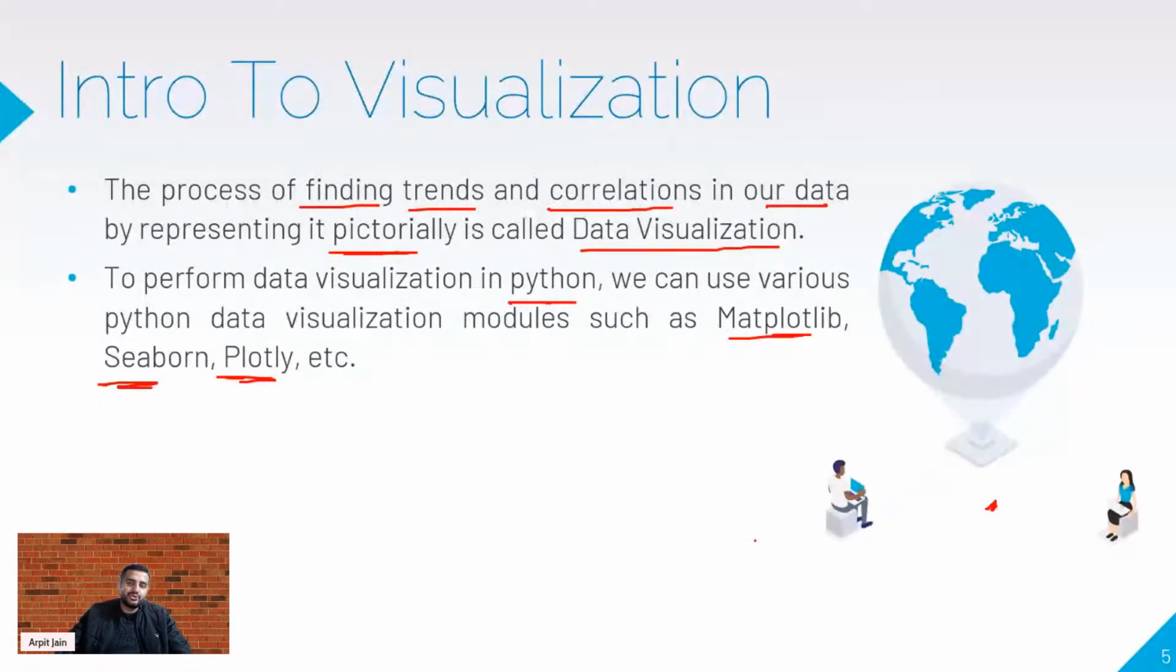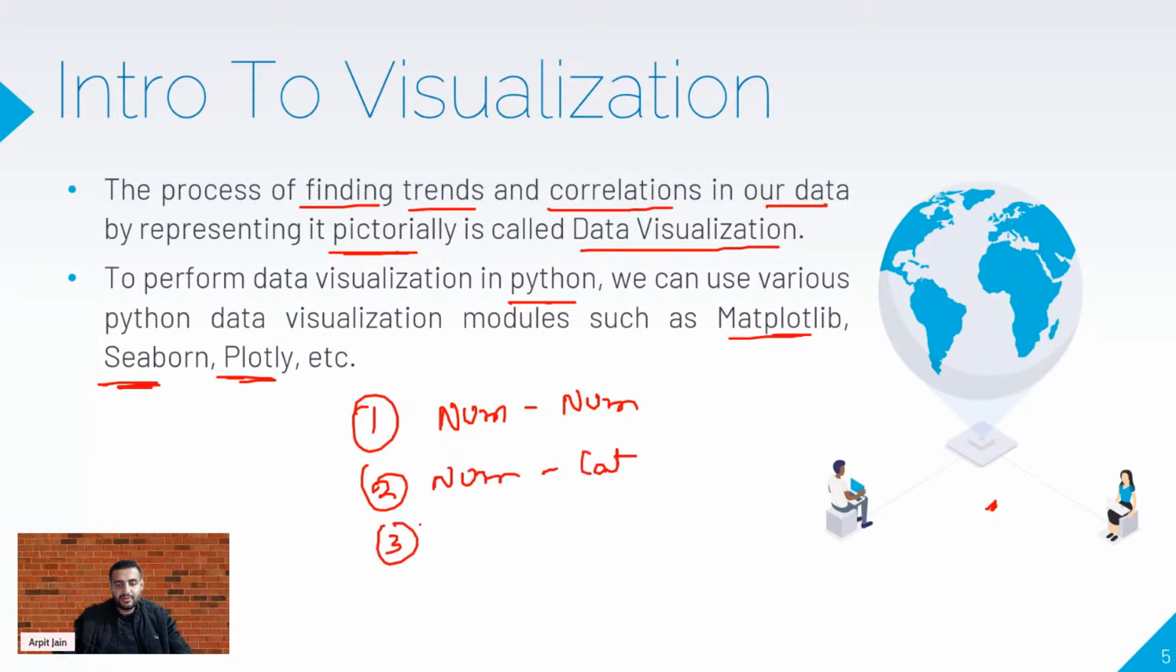Coming back to my slide, this is what I wanted to show you. Here we have something called Seaborn. We talked about multiple graph options, three things. First is numeric to numeric. Second is numeric to categorical. And third, we talked about categorical alone.